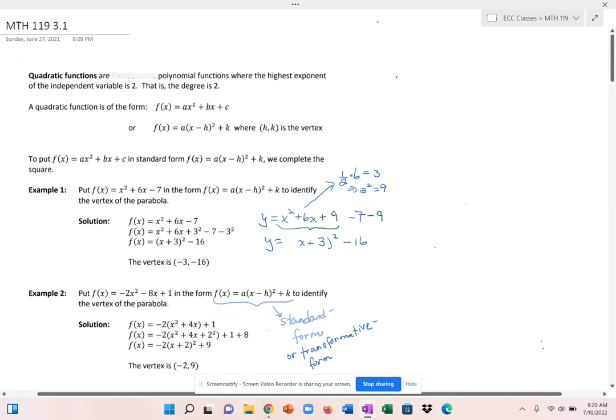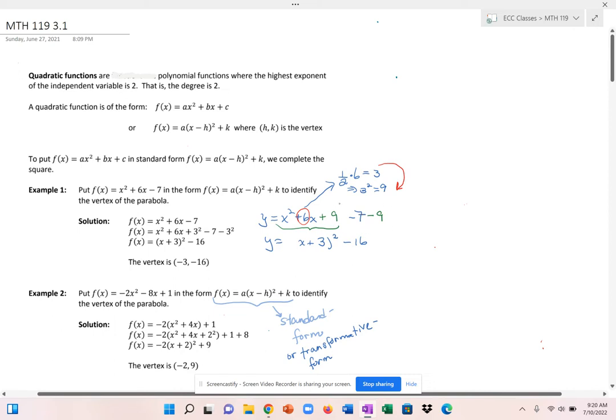So here's an example. I want to put f(x) = x² + 6x − 7 into standard form, and then identify the vertex of the parabola. The work is here on the right side. You take half of the coefficient of x, which is the 6, and half of that gives you 3, and then square that number. That number then gets added and subtracted from the equation.